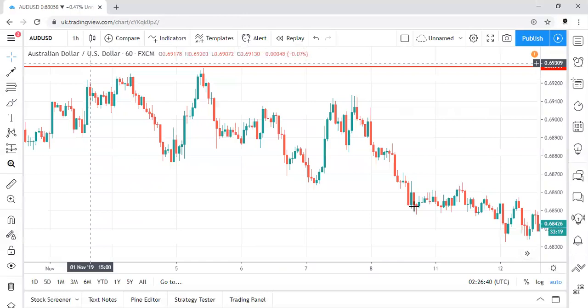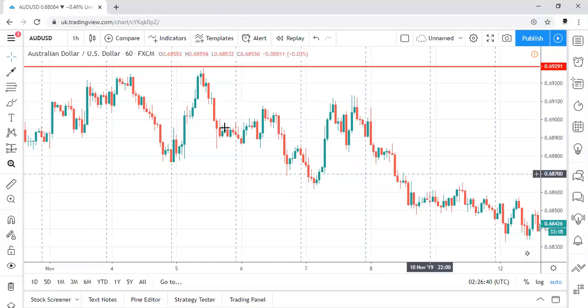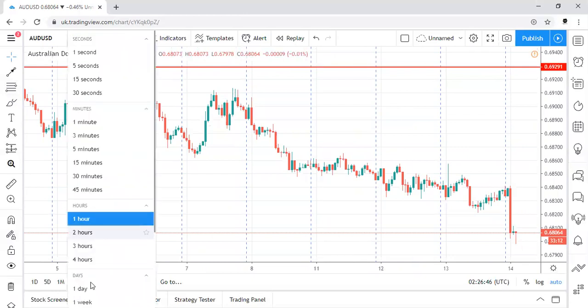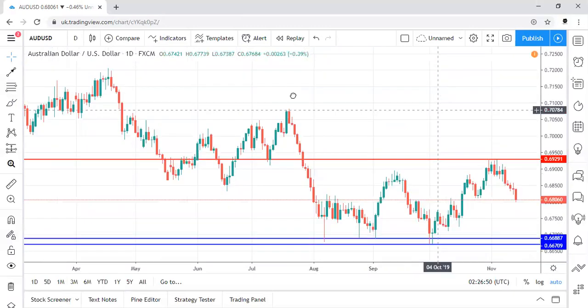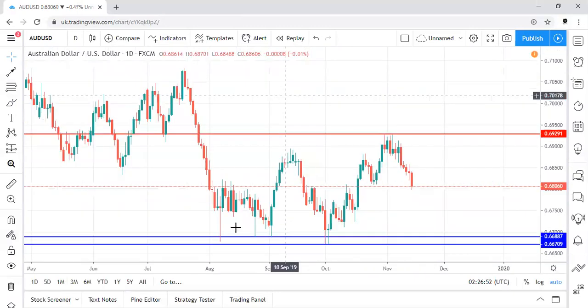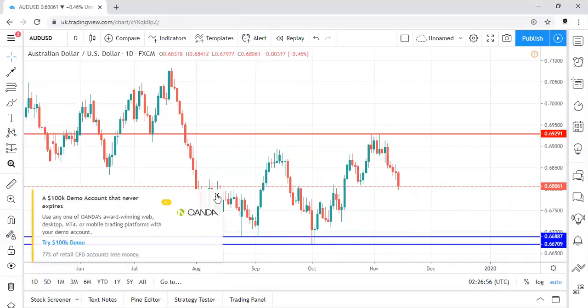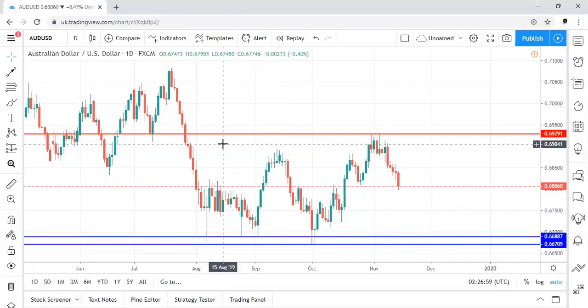AUD. The reason why I'm going through this one is because we had news on AUD, employment change, which came out negative. But this is what I love about this pair. We had news on AUD, Australian employment change, which came out negative for Australia. That's what you're seeing now.